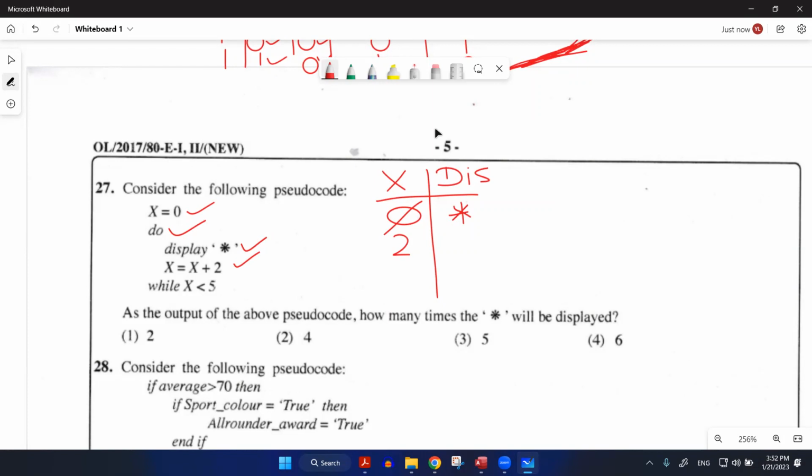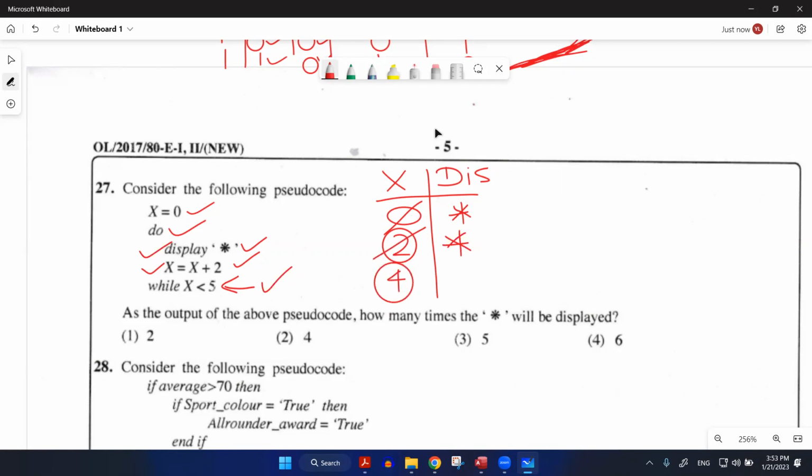And then it checks whether x is less than 5. So x is less than 5. Yes, 2 is less than 5. That means this is true. Yes. Then it does display star again. It shows the next one. Increase x by 2. Sorry for my kiddos' sounds, people. So 2 becomes 4.